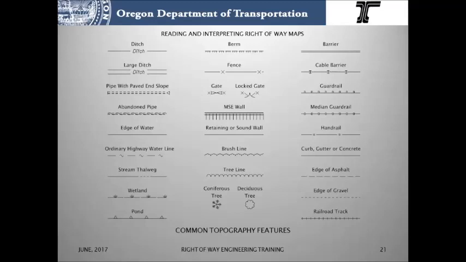We show the different types of trees, whether it's a coniferous tree or a deciduous tree. Barriers, solid like concrete barrier, cable barrier has its own line style. Guardrail has its own line style, same with a median guardrail, say in the middle of the freeway. Handrails, curb gutter, concrete, edge asphalt, edge gravel. Those are important ones right there that indicates the extent of our actual road facility, you know, the edge of asphalt or edge of gravel, and of course, railroad track.